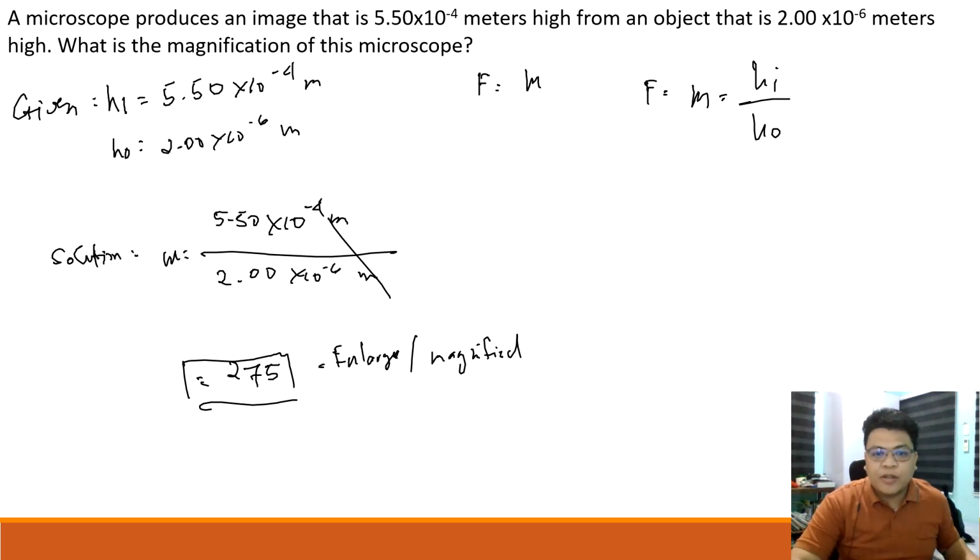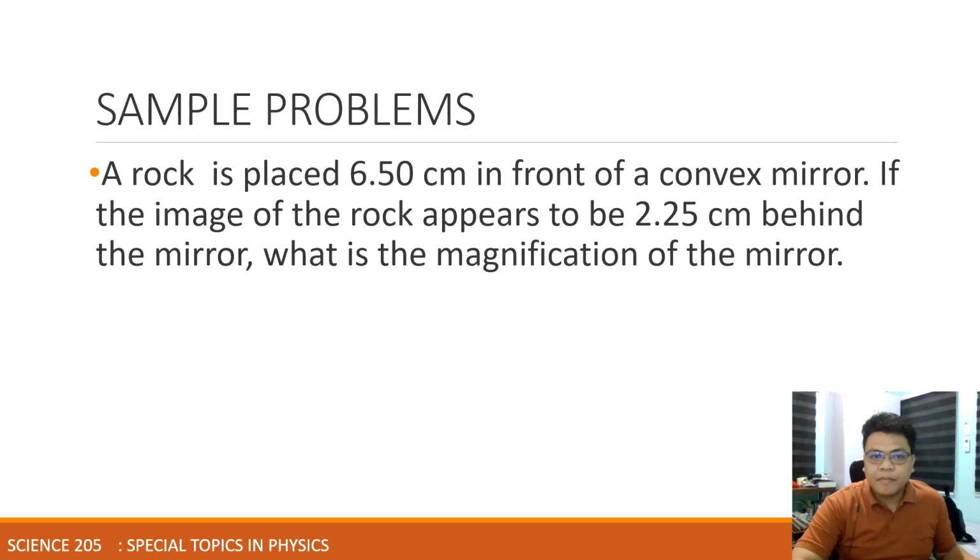Let's now proceed to our next problem. A rock is placed 6.50 centimeters in front of a convex mirror. If the image of the rock appears to be 2.25 centimeters behind the mirror, what is the magnification of the mirror? Based on our word problem, we are given distance.